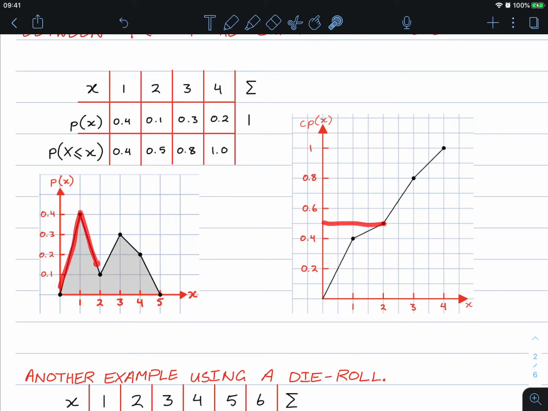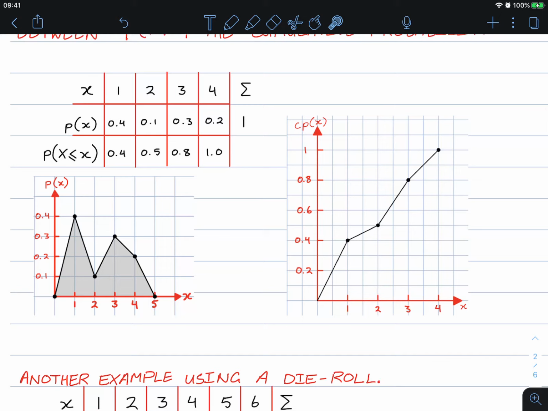So that would be the total of this area here. This area here would be 0.5. And so on. The probability of getting 3 or less is going to be 0.8. So that's from here all the way to 0. So this area here has a total of 0.8. And obviously the probability of getting 4 or less, that's everything. That's everything here. That's a total of 1, which is matching here.